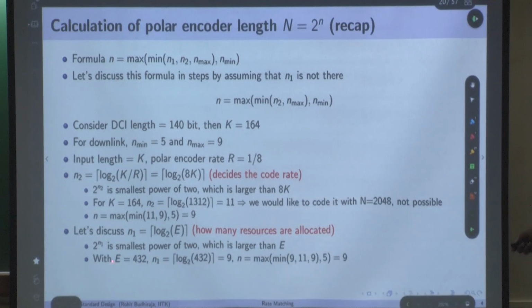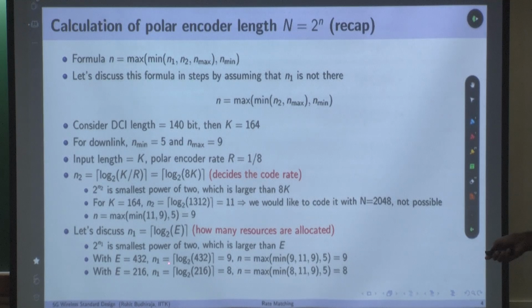And we took 3 examples. If e is 432, meaning for a user 432 bits are allowed to transmit, substitute it over here and n1 becomes 9. You substitute it over here, 9, 11, 9, you get 9. So what will be the polar encoder length? 512. Now, for the same payload, if another user is allowed to transmit only 216 bits, why should the polar encoder generate a larger number of bits when it is allowed to transmit only that? The maximum comes out to be 256, because this user is allowed to transmit only 216, so the polar encoder will accordingly generate only 256 bits. Here it is allowed to transmit 432 bits, so n is increasing.